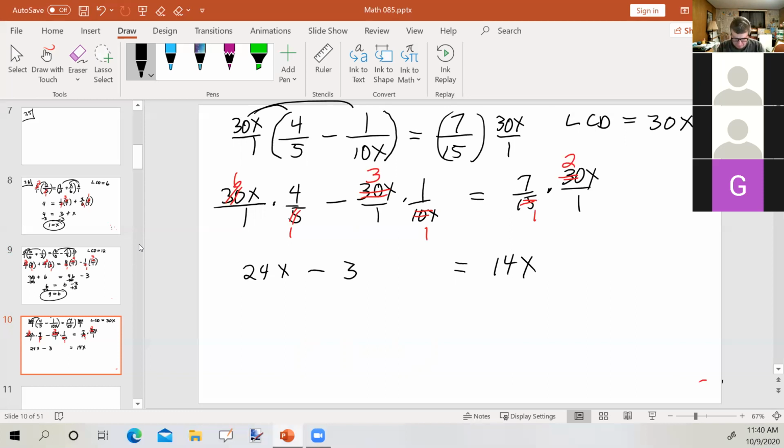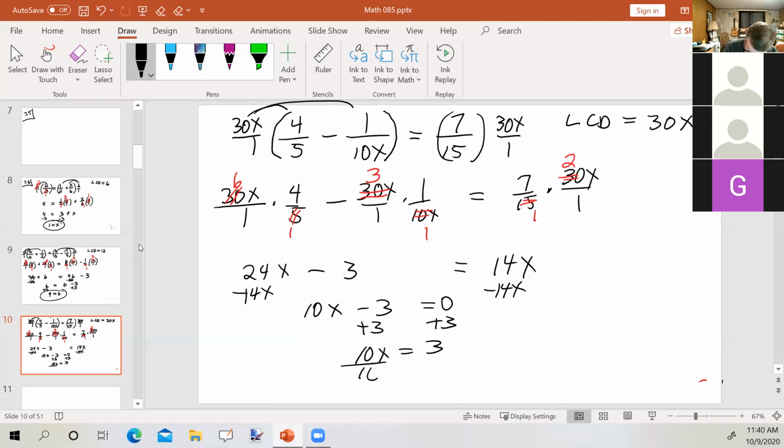Okay. I'm going to solve for x on the left side. I'll subtract 14x from both sides. So 10x minus 3 equals 0. I'm going to add 3 to both sides. 10x equals 3. And divide by 10, x equals 3/10.